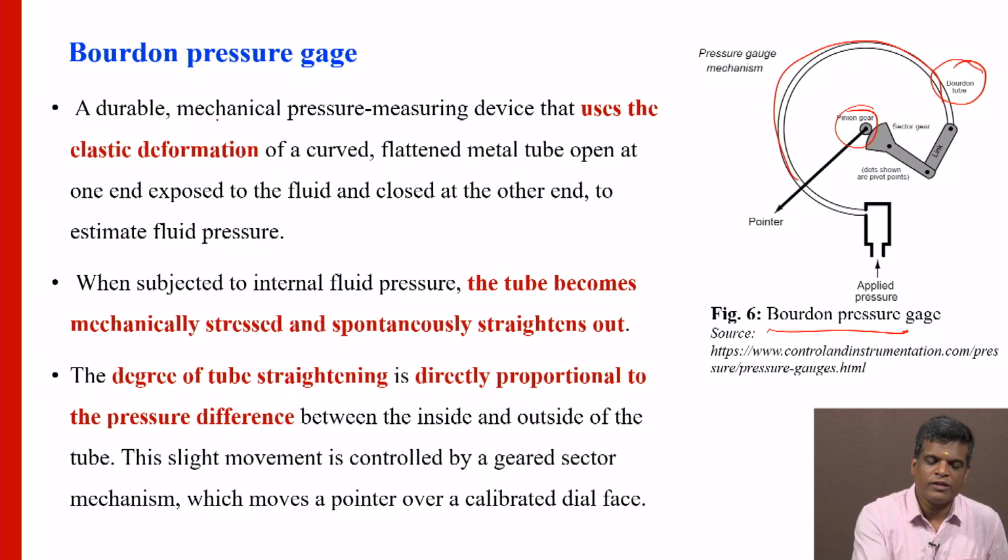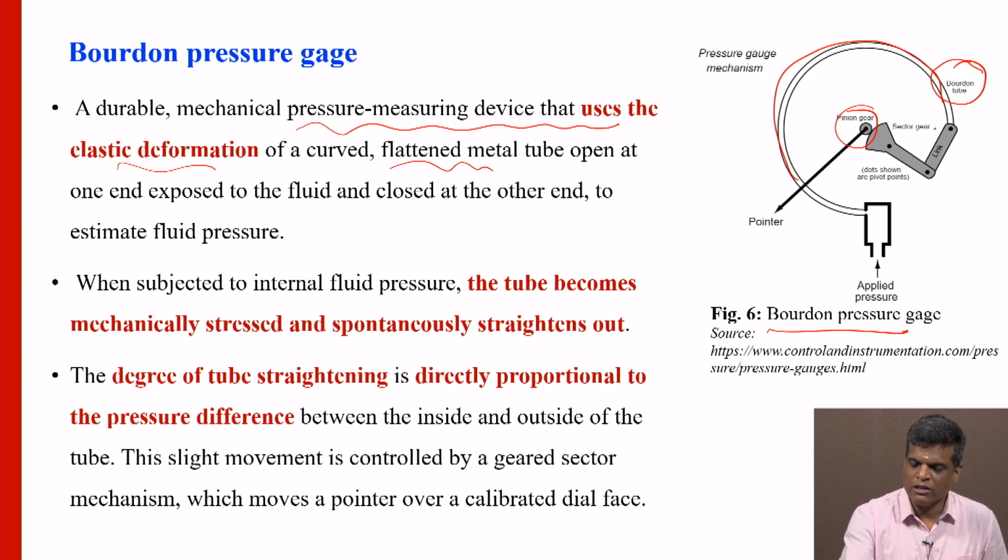It is a durable, mechanical pressure measuring device. It uses elastic deformation. It looks like a curved, flattened metal tube, open at one end. This side is open. The other end is exposed to the fluid, and the other end is closed, to estimate the pressure.